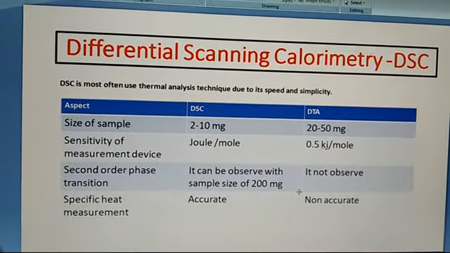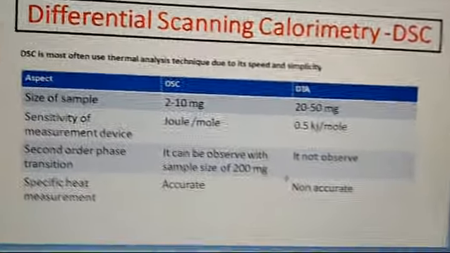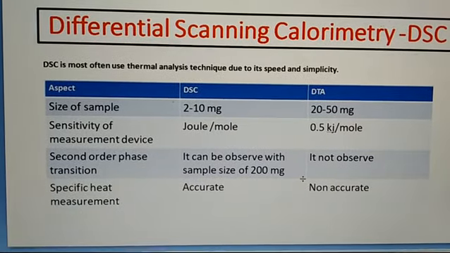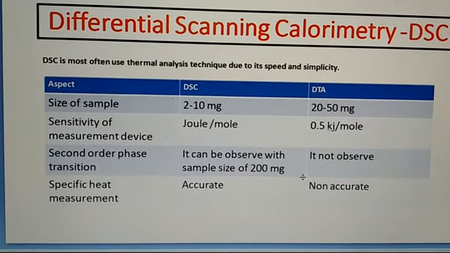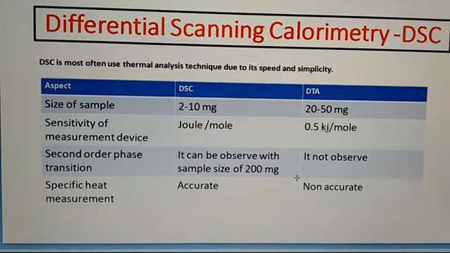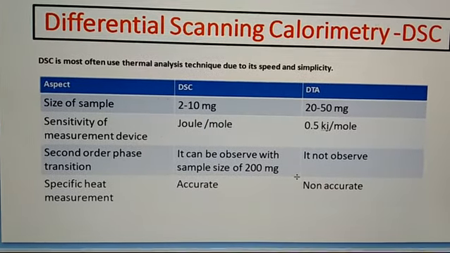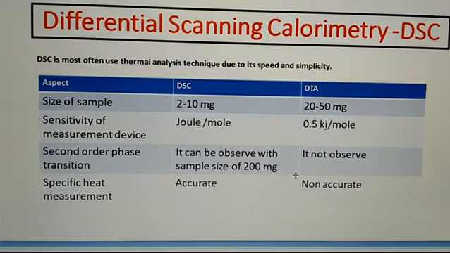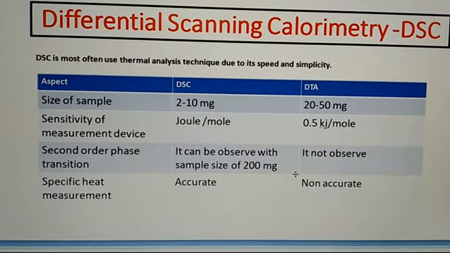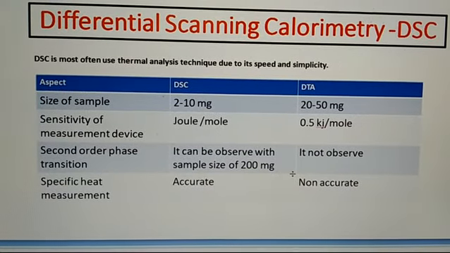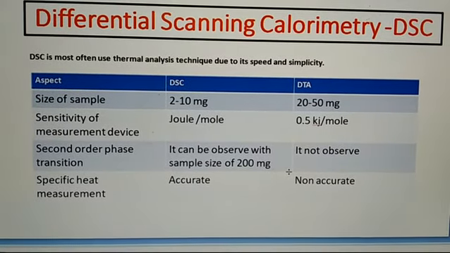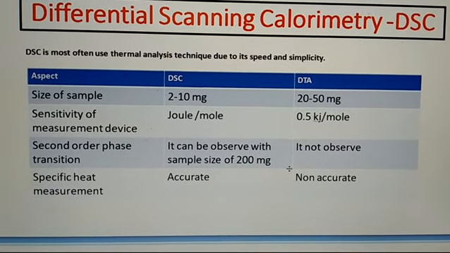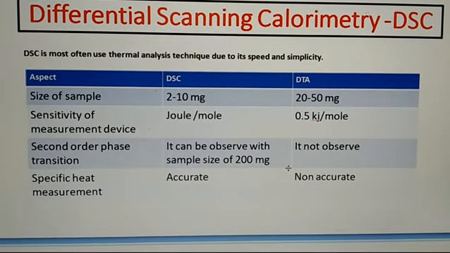The main difference between DSC and DTA is the sample size. DSC is a very sophisticated, speedy and simple technique. In DSC we use 2 to 10 milligrams of sample, and in DTA it is 20 to 50 milligrams. So in DSC a very minute sample size is required, and in DTA a large sample size is required.